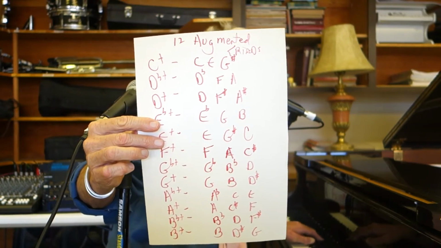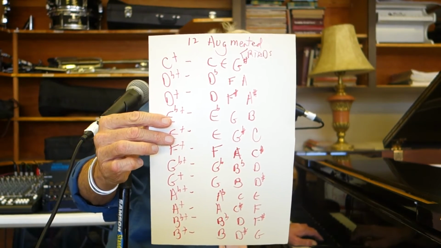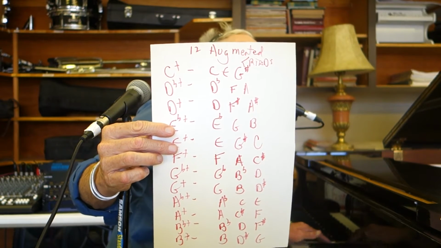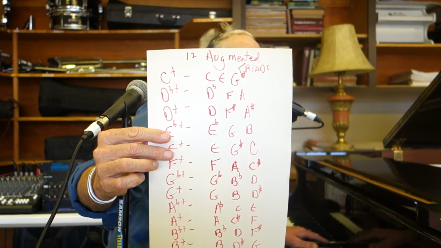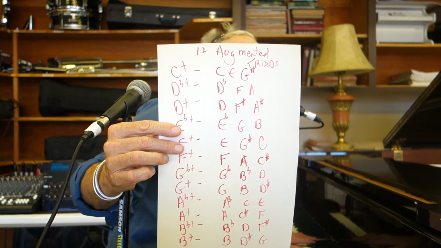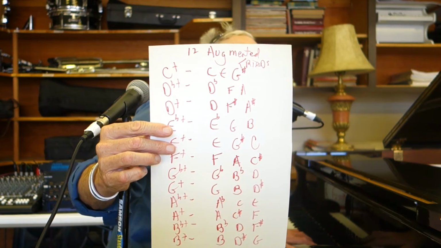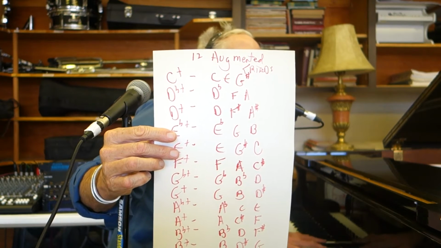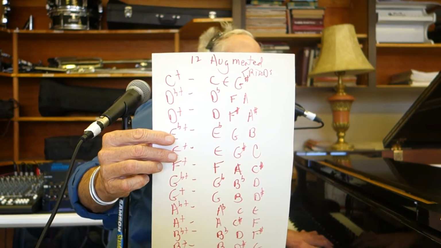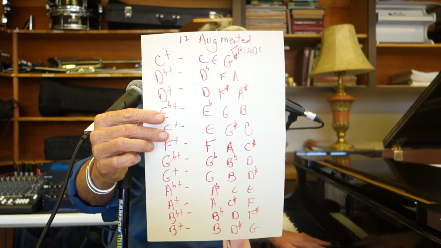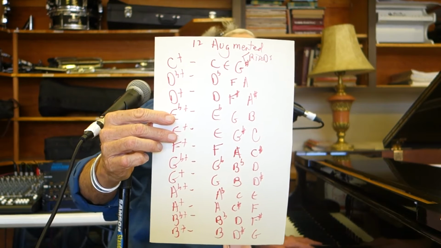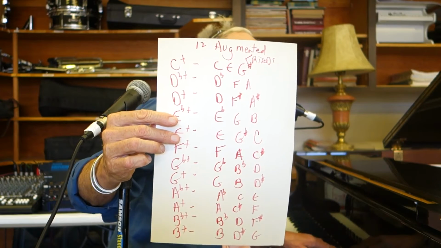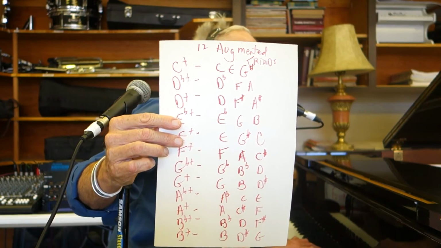And we have C, E, G sharp. D flat, F, A. D, F sharp, A sharp. E, G, B. E, G sharp, C. F, A, C sharp. G flat, B flat, D. G, B, D sharp. A flat, C, E. A, C sharp, F. B flat, D, F sharp. B, D sharp, G. Good, guys.